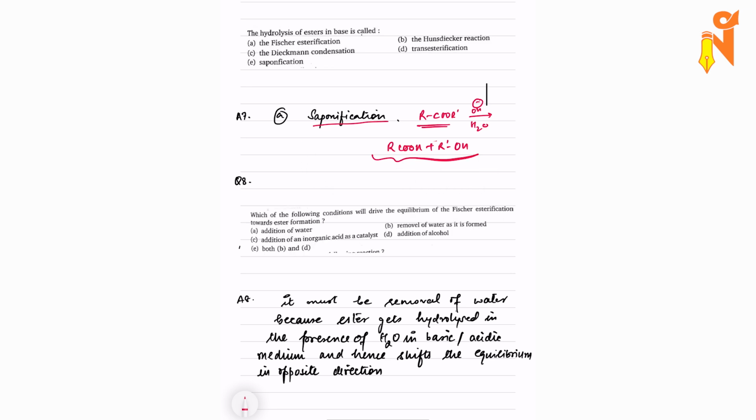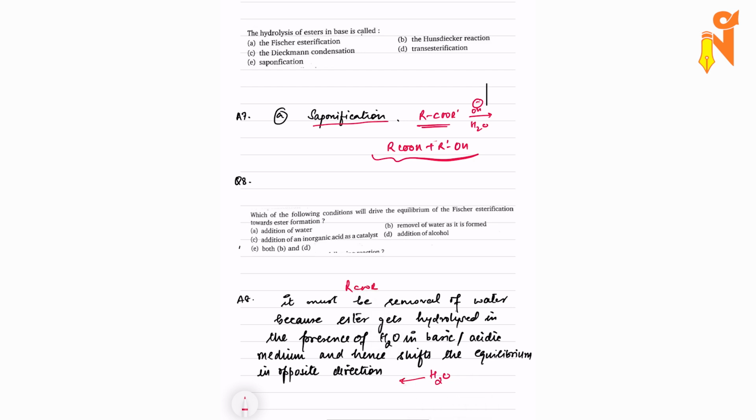Now come to question number 8. Which of the following conditions will drive the equilibrium of Fischer esterification towards the ester formation? Whenever we are doing the esterification reaction, this is generally a reversible reaction. And in this reversible reaction, if we do not remove water content, then the reaction may go reverse. In acidic medium, hydrolysis may take place.